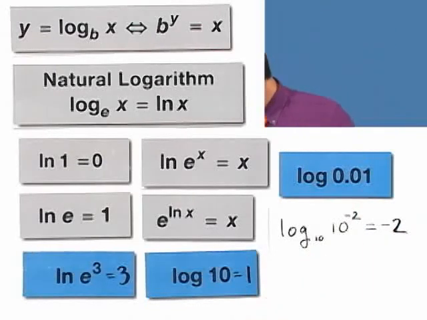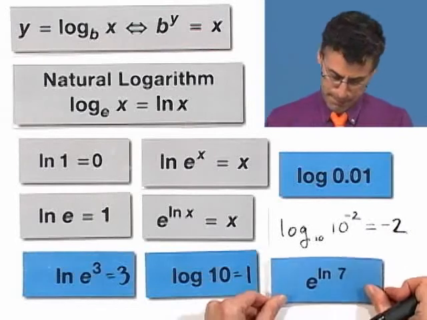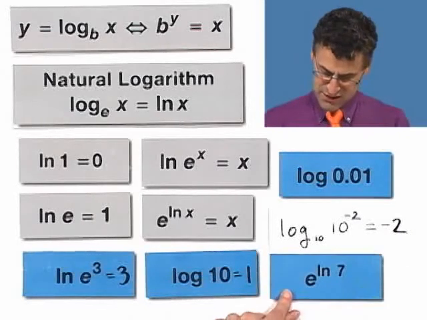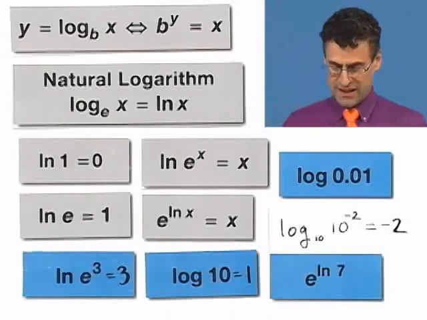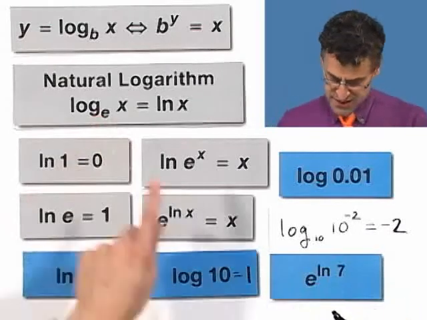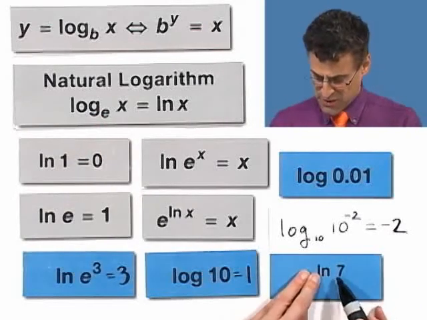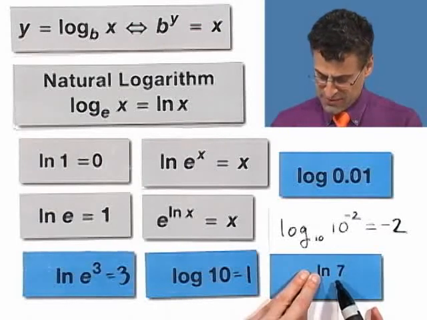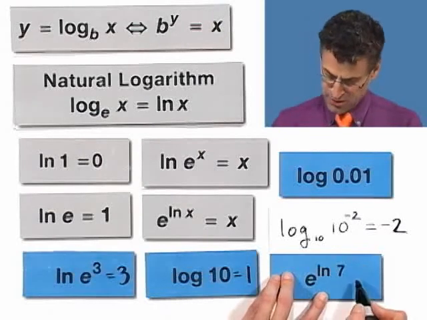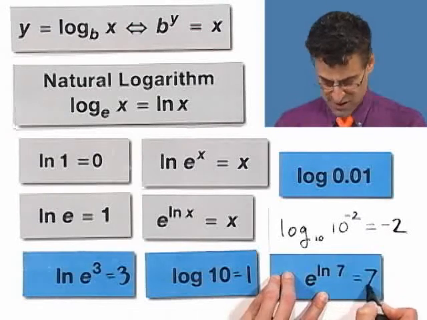Awesome. And then finally, what about e to the natural log of 7? This is the one that's so tricky. Remember, natural log means base e, so this is e to an exponent. And it is the exponent that I have to raise e to in order to have it equal 7. So what does the whole thing equal? It equals 7. So tricky.